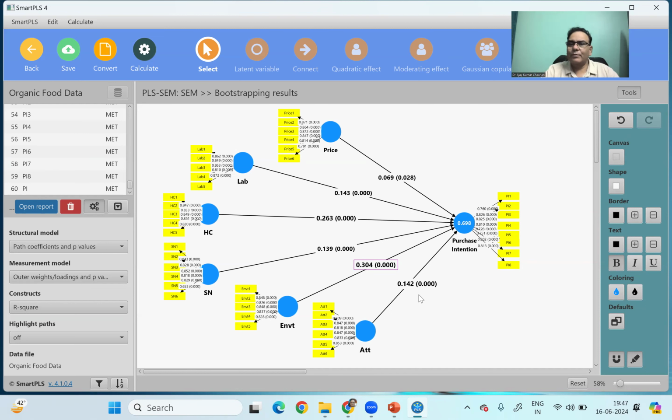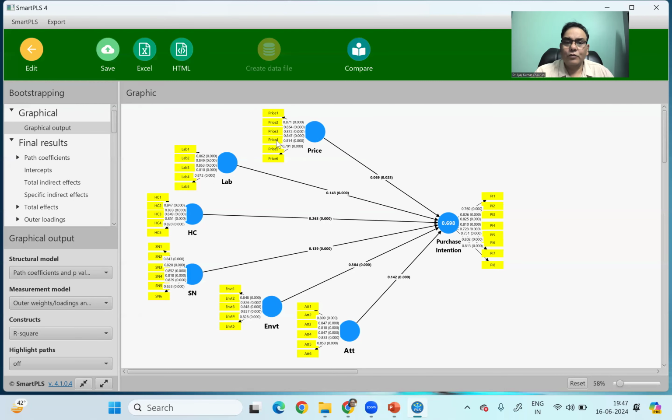Whenever you write the interpretation, you have to write that we found that the purchase intention is maximum influenced by environmental consciousness, followed by health consciousness, followed by attitude. And the least impact is found in case of price. So this is the diagram. Now, after looking at the diagram, click on open report. After clicking on open report, you will get the results.